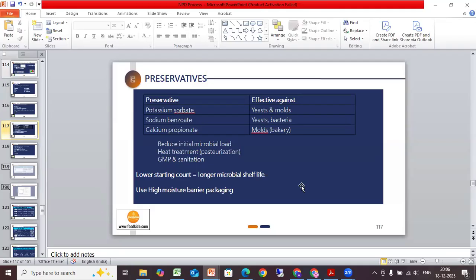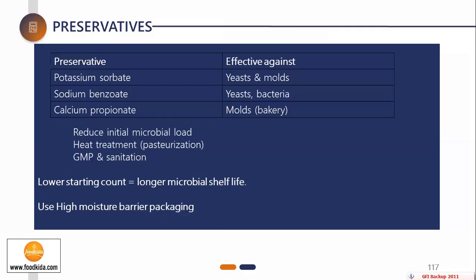So reduce the initial microbial load. This is one thing you can take care of. Raw material coming in should have the minimum microbial load. Now the problem with MSMEs is that it is difficult to have a microbiological lab in your facility. Very few have it, because it involves investment, so that you can check the microbial load of the incoming raw material.